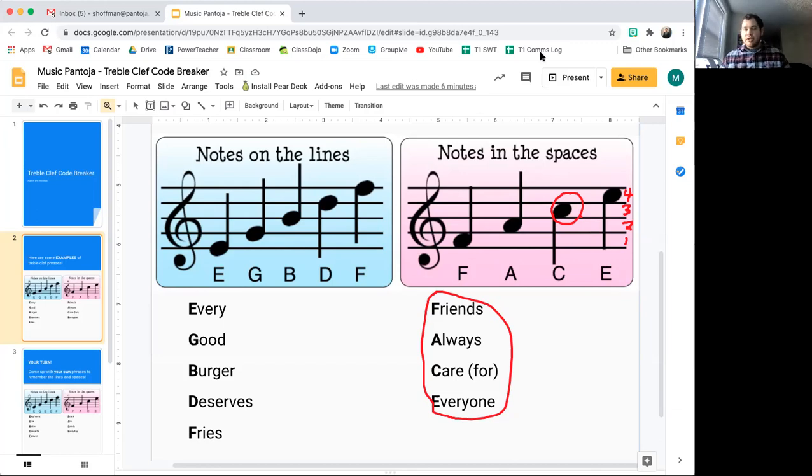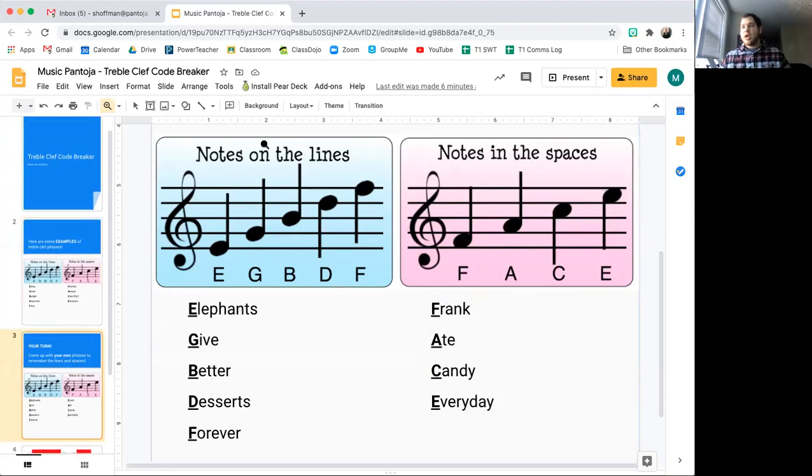And it's pretty much that exact process for all of the ones on the worksheet. You can see here I've come up with another set of phrases. Elephants give better desserts forever for our line notes, E, G, B, D, F. And Frank ate candy every day for our space notes, F-A-C-E, face.